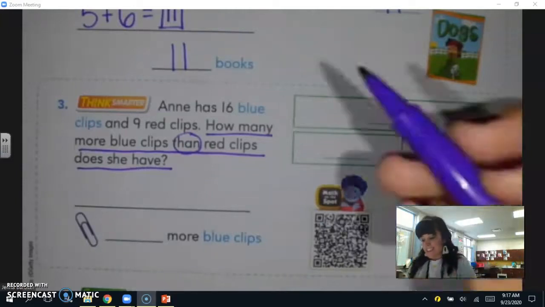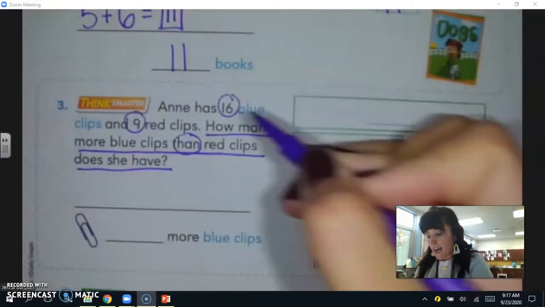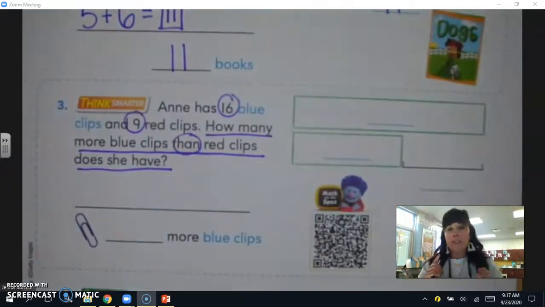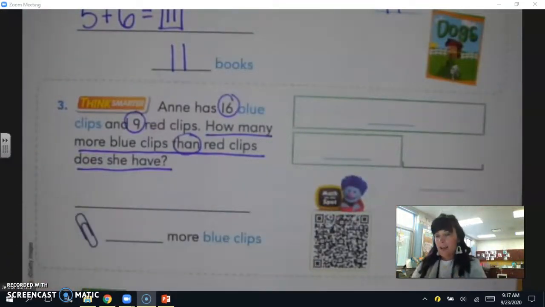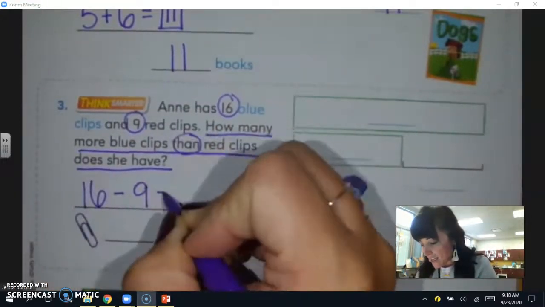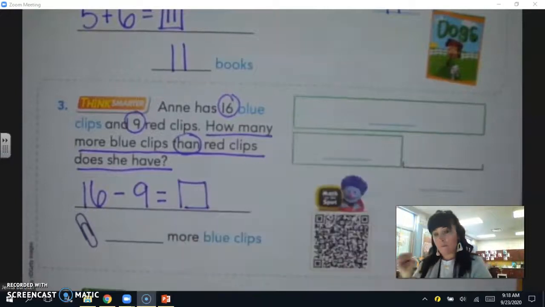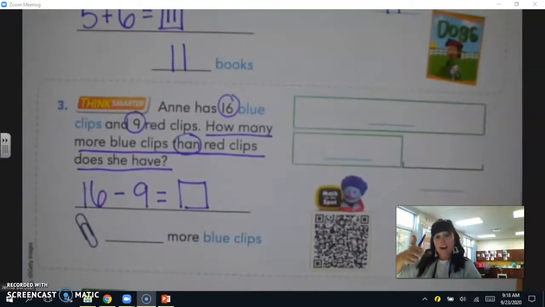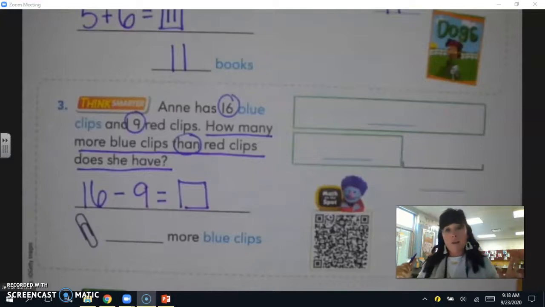Okay, so she has 16 blue clips and 9 red clips. Who can give me the number sentence to fill on this line? See if you can do it. Try it on your own. All right, I hope that you put 16 minus 9 equals box. If you did, you nailed it. Nice work. If you didn't, change your answer. It's okay. We'll get the next one, right? Okay. So we have 16 minus 9 equals box.